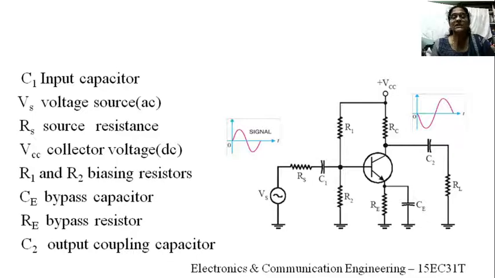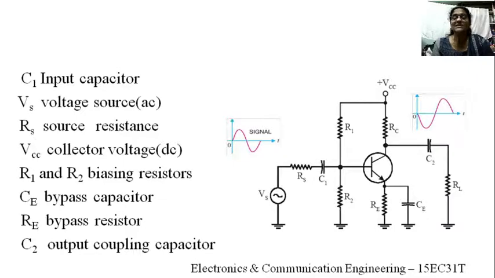Vs is the AC voltage source, and Rs is the source resistance. C1 is the input coupling capacitor. Next, VCC is the collector voltage. This is the DC voltage here, and we are giving the input AC and also using the DC for biasing. R1 and R2 are biasing resistors for the transistor operation.